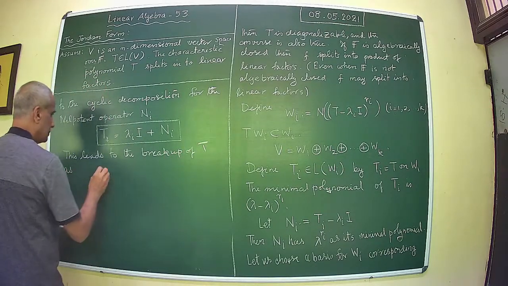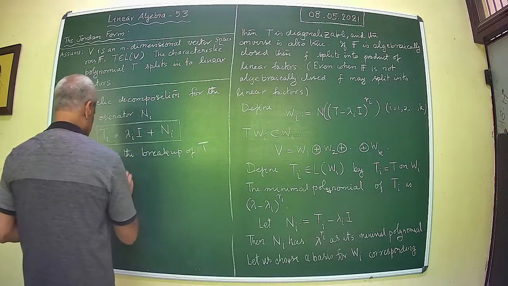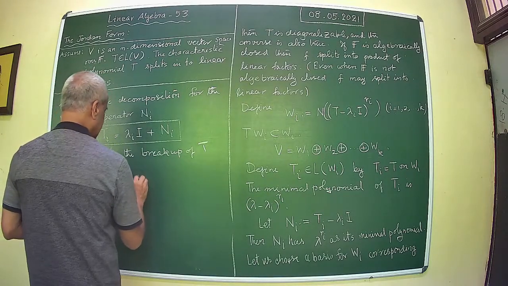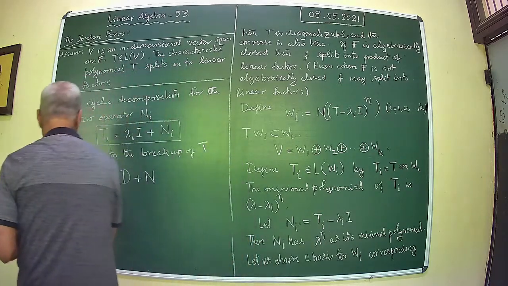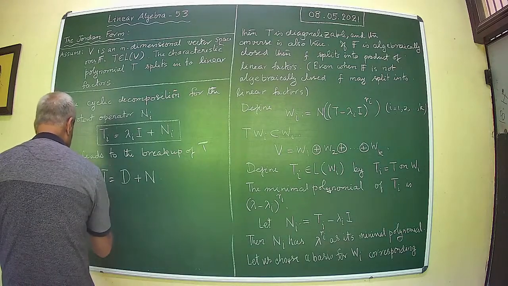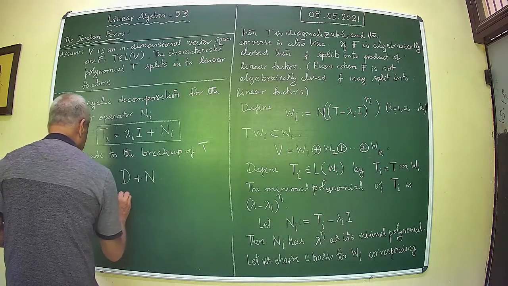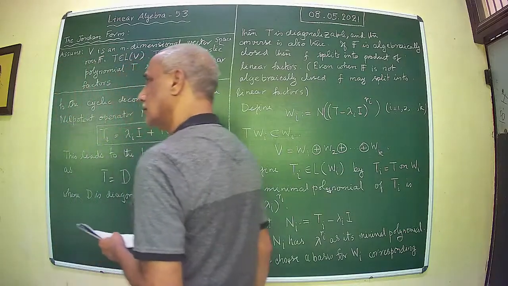T equals D plus N, where D is diagonal, because each of these is diagonal.